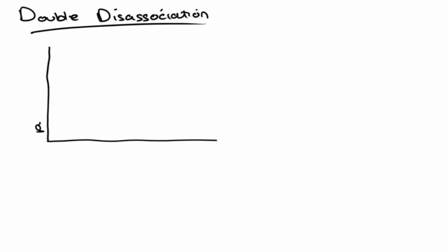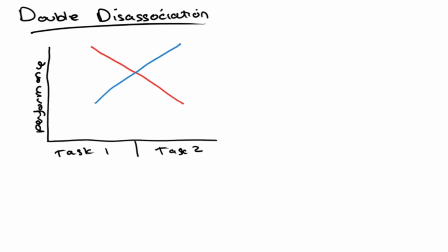Double dissociations, on the other hand, involve designing a study with brain-damaged participants performing two different tasks, such that participant A might perform well on task 1 but not task 2, and participant B might perform well on task 2 but not task 1. This can show which brain areas are affected by their respective brain damages, accounting for the problem of task difficulty affecting the results in single dissociations.